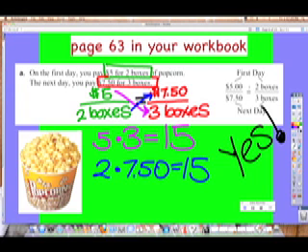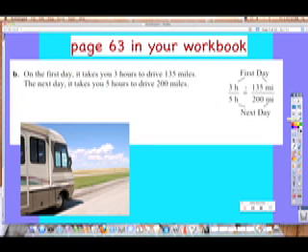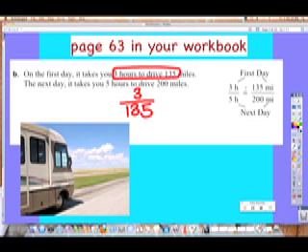I think it's got an RV. Something about it. We've got this RV. Our first day, we drive for 3 hours and we cover 135 miles. So let's change that part to a fraction. Let's put 3 hours over 135 miles. Okay, let's see if that's proportional with 5 hours and 200 miles.